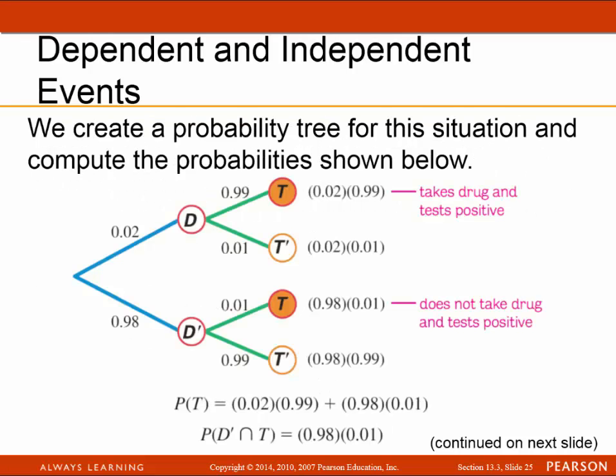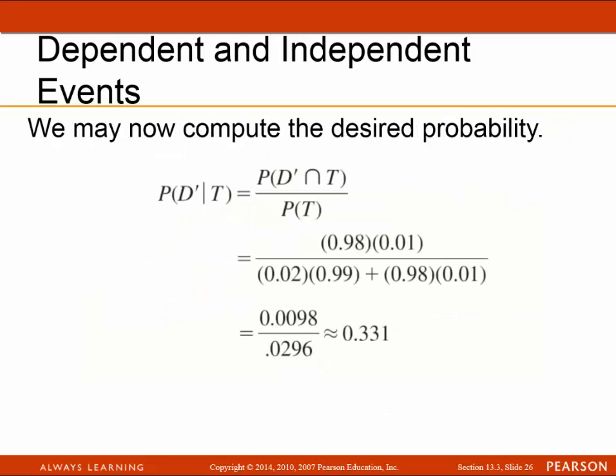So here's the probability tree. Here we have D and D prime, and then T and T prime. So takes drugs and tests positive, does not take the drug and tests positive. So P of T is equal to the sum of those two. First you multiply 0.02 times 0.99, and then also 0.98 times 0.01. And then P of D prime and T is 0.98 times 0.01, which is essentially does not take the drug but tests positive. So here we can see that the desired probability, the probability of D prime given T, is 0.331.